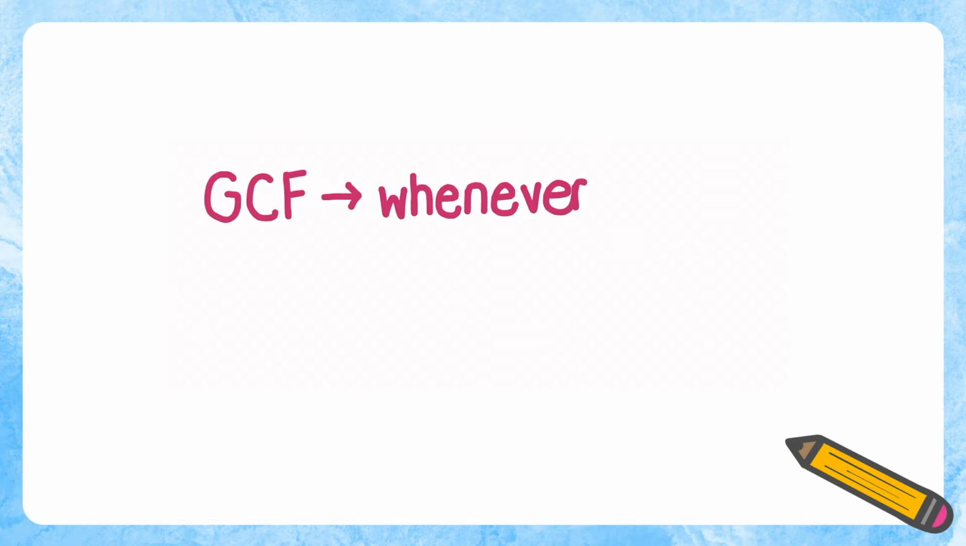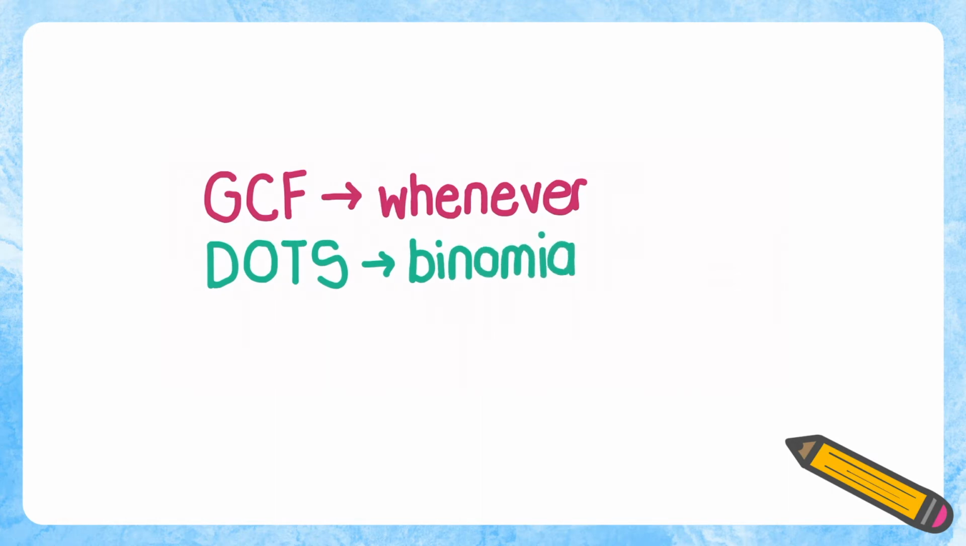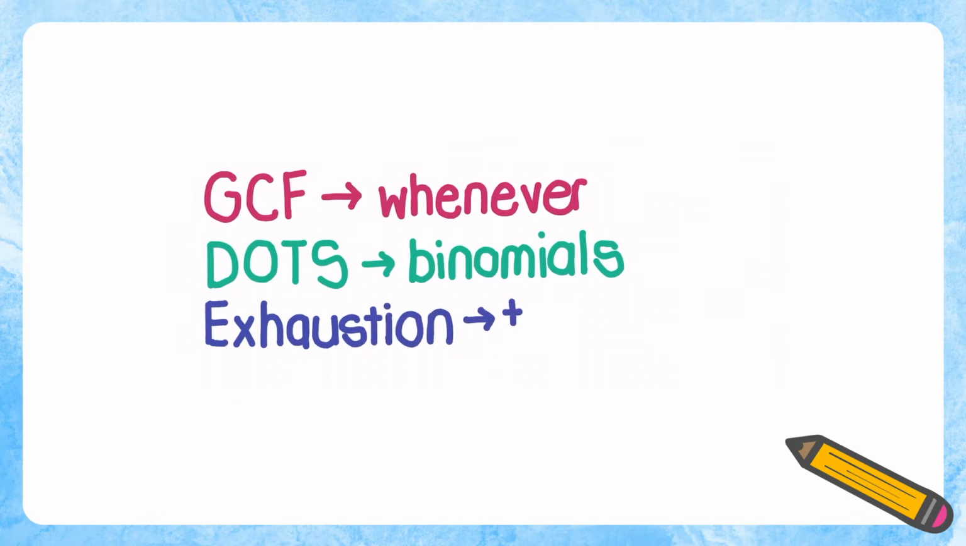But for dots, you can only use the dots method when it's a binomial and you see that it's a difference of two squares. So you can only use it when it's a binomial. And then today we're going to talk about the method of exhaustion. So this method works when you're looking at a trinomial.